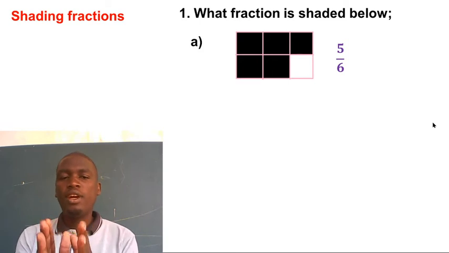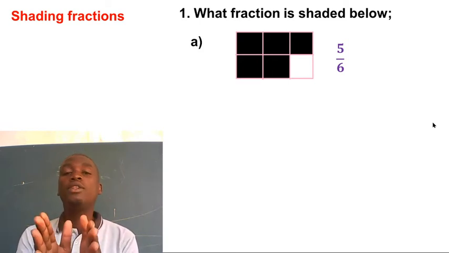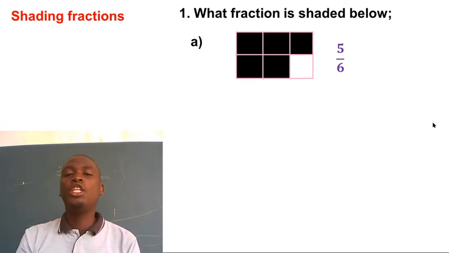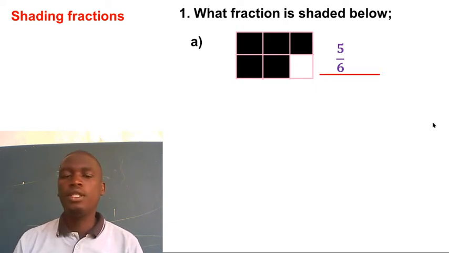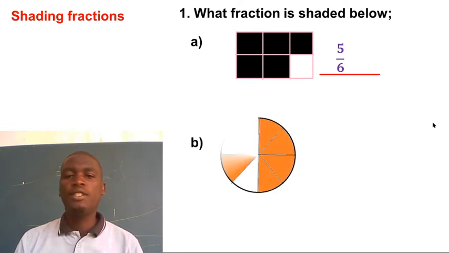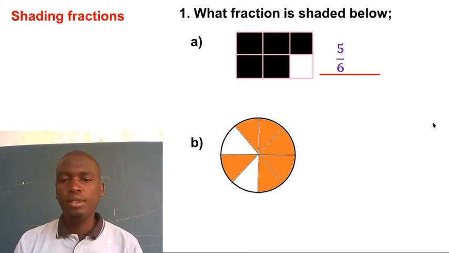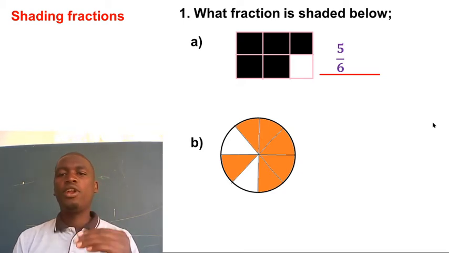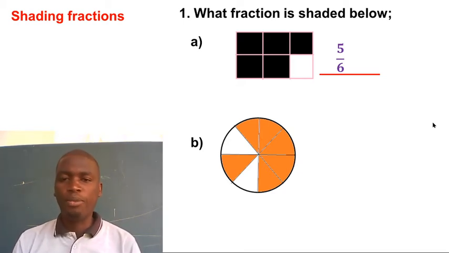The figure is divided into 6 parts, and out of the 6, 5 are shaded, and 1 is not shaded. Let's continue to the next. So you underline, that is your answer. Let's look at B. Our B part, that is the figure, is a circle. We are still asking what fraction is shaded below in the figure.